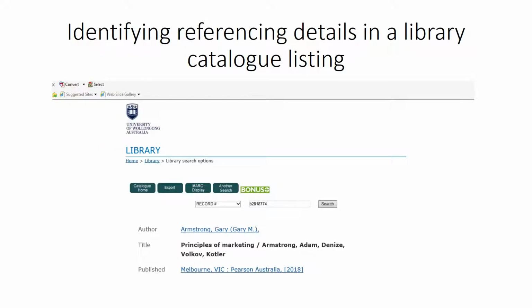Sometimes you can find some of the information about a book by looking at the library catalogue listing, and sometimes you can't. In this instance, the book that we're looking at has 6 authors, and yet for reasons of convenience, the library catalogue only lists 1. You can see after the slash, where it says title, principles of marketing, after the slash, it actually is starting to list all of their names there. But you don't have their initials, which means you do have to go to the book to have a look for those. But it does tell us that it was published in Melbourne, and that's useful information and saves you looking elsewhere. And it tells us that it was published in 2018.